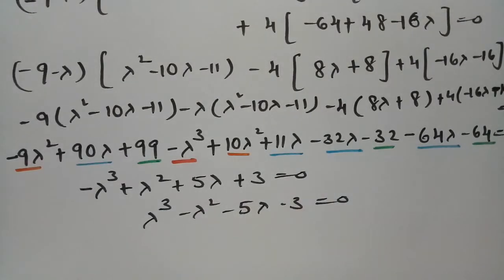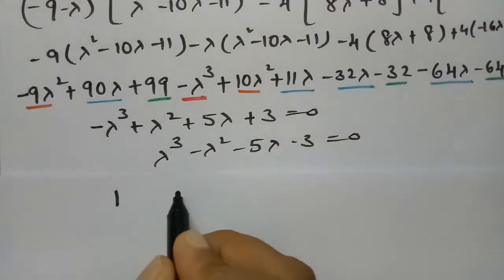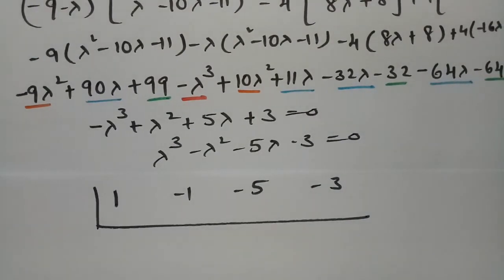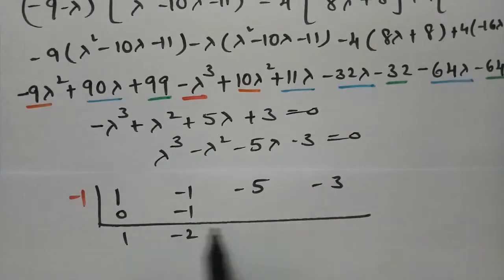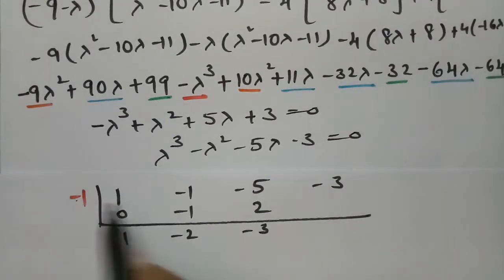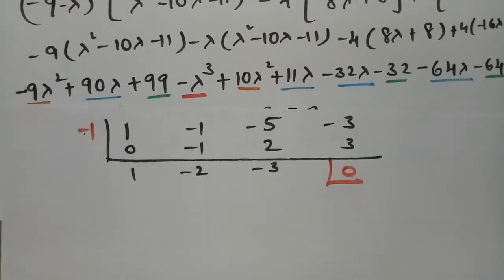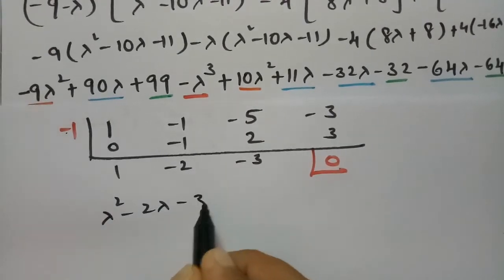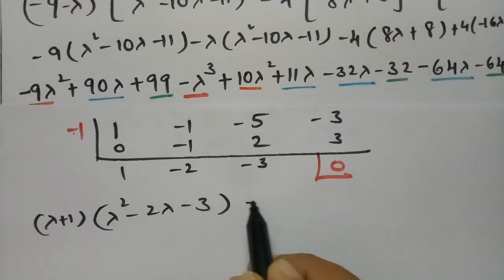So I have to find the roots for it. In order to find the roots, the coefficients of lambda cube are 1, minus 1, minus 5, and minus 3. If I try with minus 1, so if I keep 0 here, this is 1, so this is minus 1, this is minus 2. If I multiply, this is minus 3, minus 1 into minus 3 is plus 3, and therefore the value here is 0. And what remains here is lambda square minus 2 lambda minus 3, and since there is already minus 1 as a root, this will be lambda plus 1.